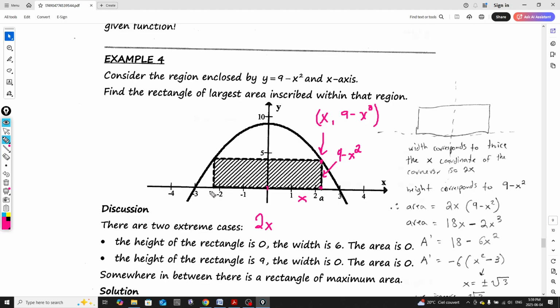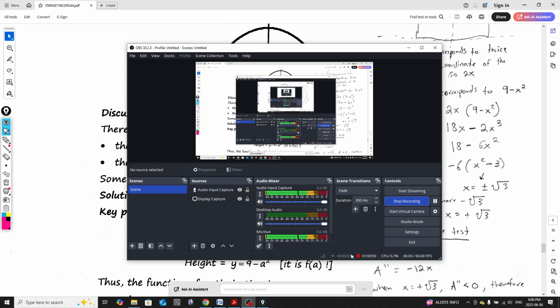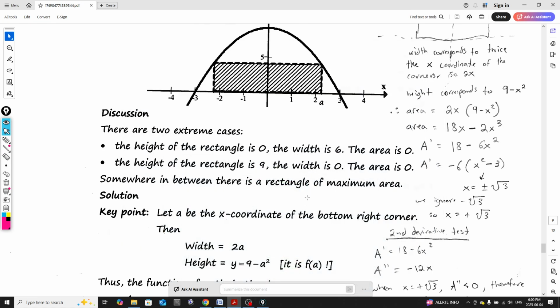So you still end up with the same thing. Essentially, the length of your rectangle is 2x, and the height of your rectangle is 9 minus x squared. So you can come up with an area, and the rest of this is all the same steps. Really quickly walking you through this because I don't want this to be too lengthy. Oh geez, I say that and we're 1 hour in. But hey, not bad for a 2-lesson video, I'd say.